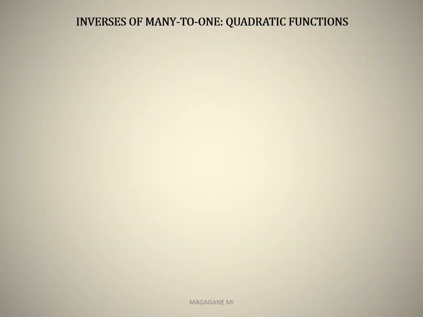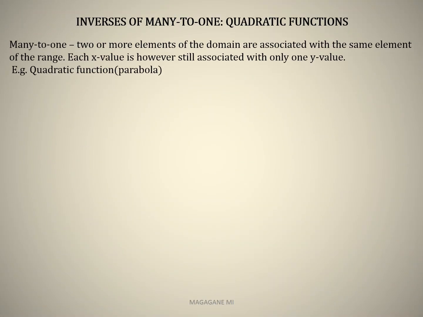Let's look at the inverse function of a many-to-one. So what is a many-to-one? In many-to-one, 2 or more elements of the domain are associated with the same element of the range. Each x value is, however, still associated with only one y value. Let's look at this example. Consider the function f of x equals x squared.